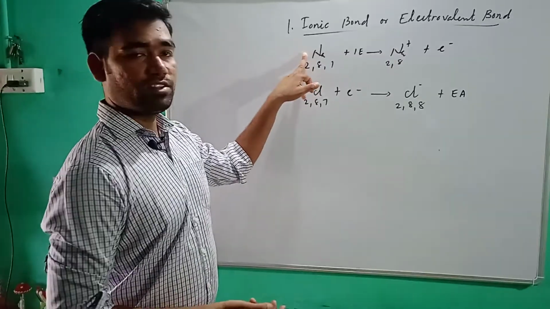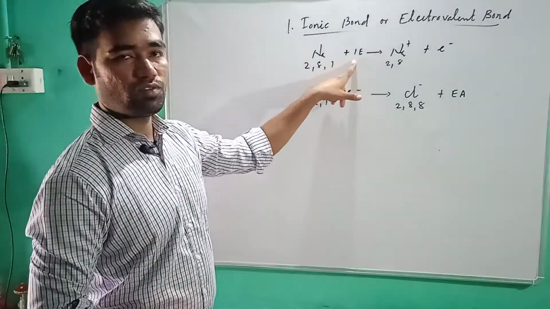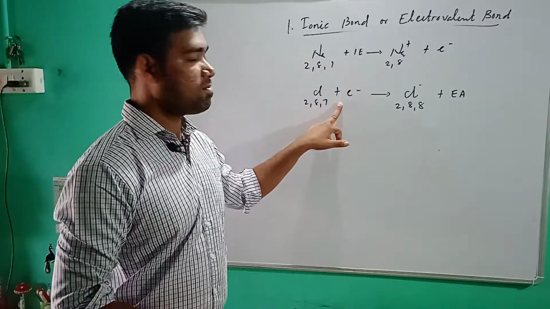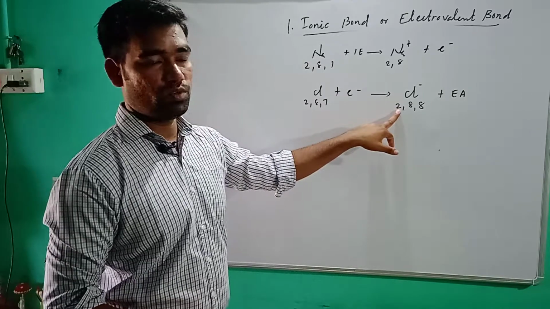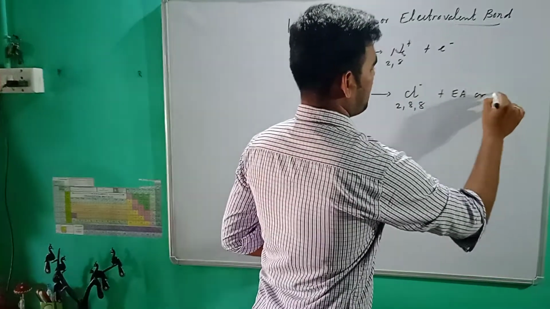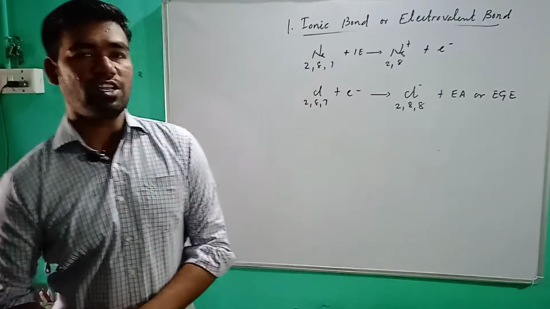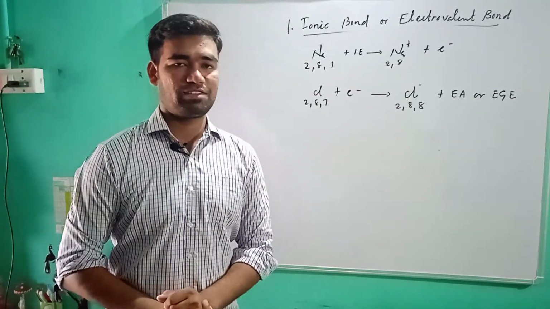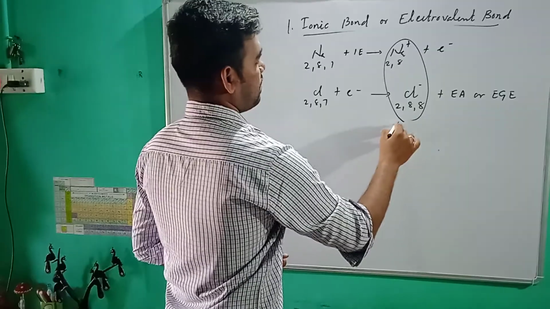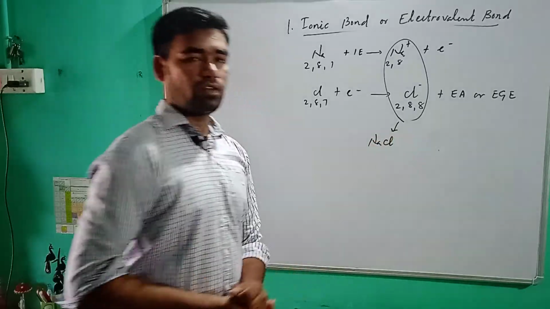So a positive ion is always formed by supplying energy, which we have to supply in the form of ionization energy, and a negative ion is formed with the release of energy, which we call electron affinity, or we can call it electron gain enthalpy, EGE, which we have studied in the previous chapter, the periodic classification. So now these two ions together form sodium chloride. You can note it down.